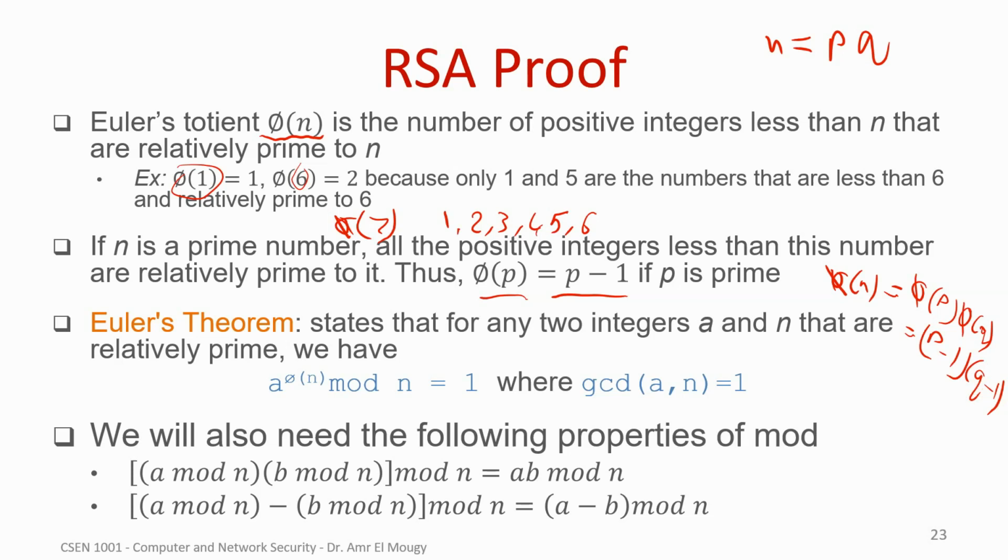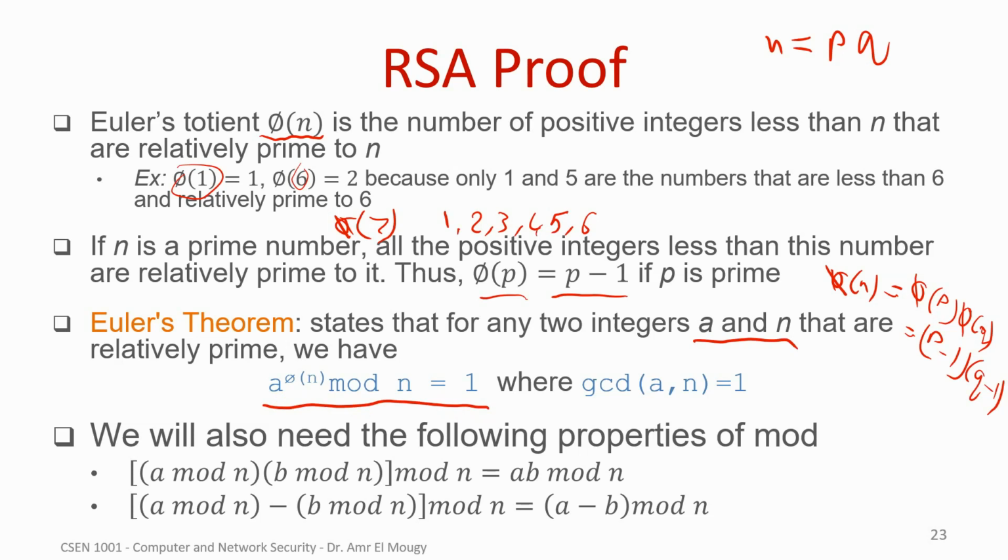Second thing we will need is something called Euler's theorem, which states that for any two integers a and n, such that a and n are relatively prime, that means the greatest common divisor between a and n is 1, we have this relationship: a power phi n mod n is equal to 1, where a and n are relatively prime. Okay, Euler's theorem is very, very important for the proof of RSA.